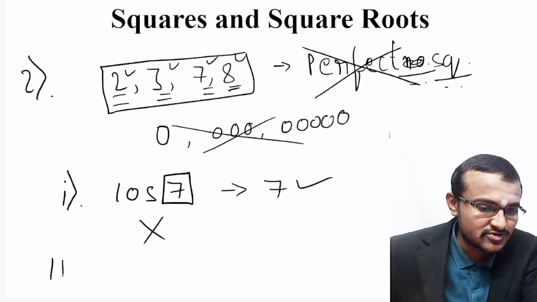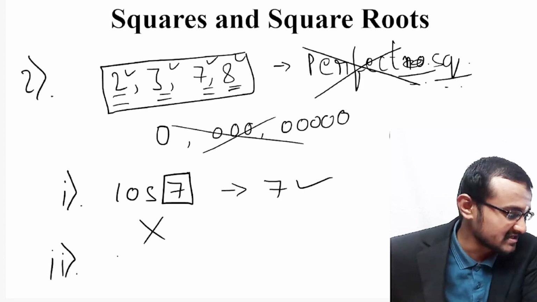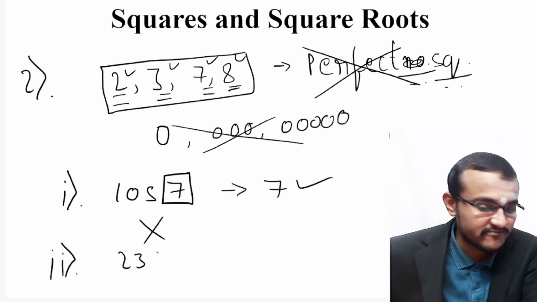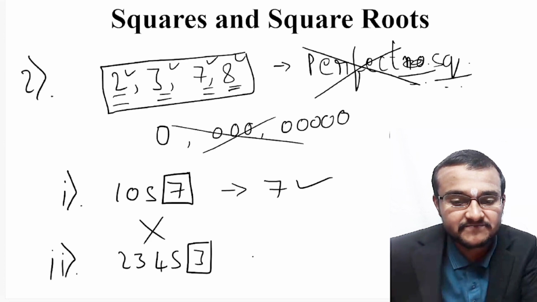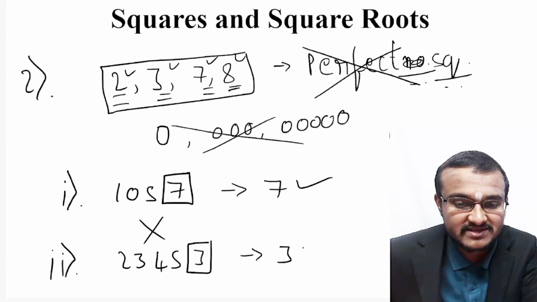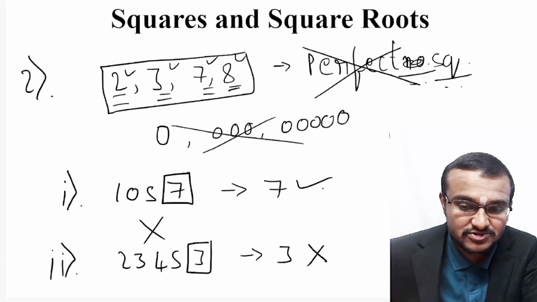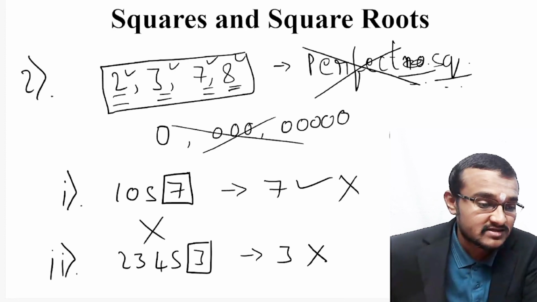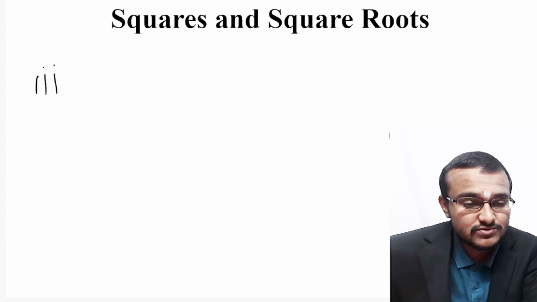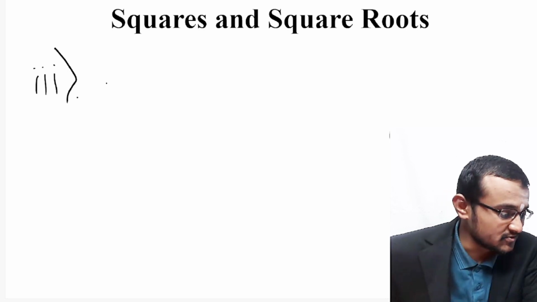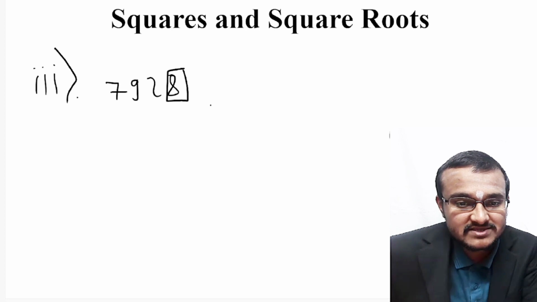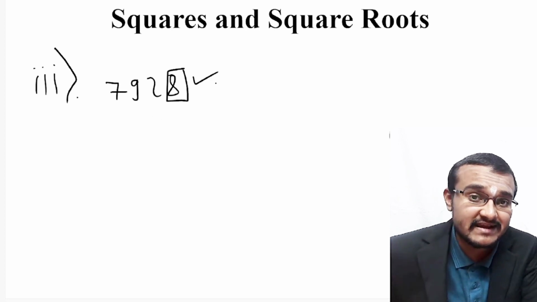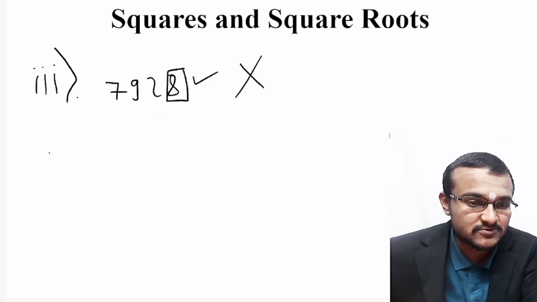Similarly, coming to the second question in this second question, they have given 23453. So 23453, again this is ending with 3. So since this number is ending with 3, this is also not a perfect square. Similarly, if you come to the third question, they have given 7928. Here also you can see this number is ending with 8. So this is also not a perfect square.